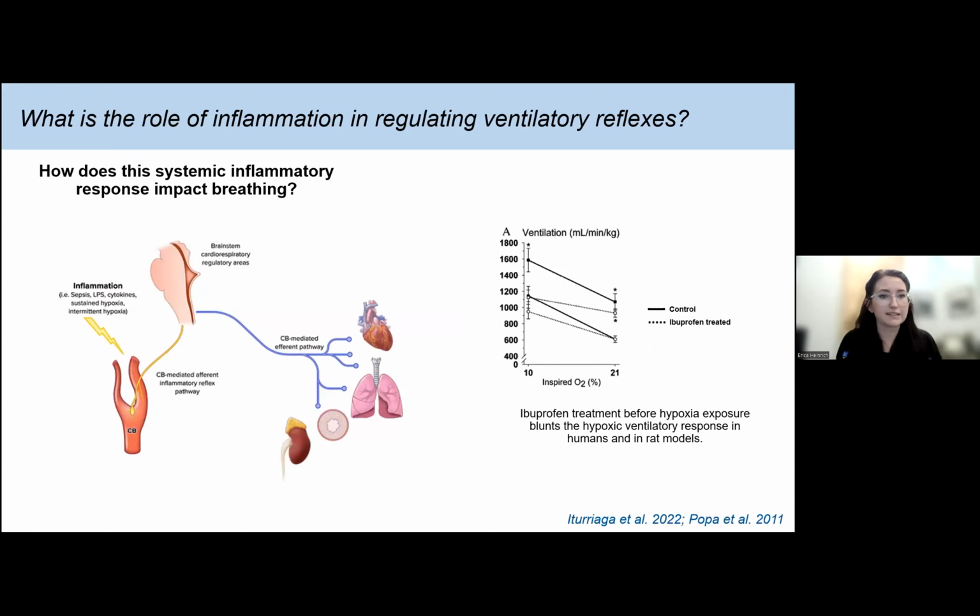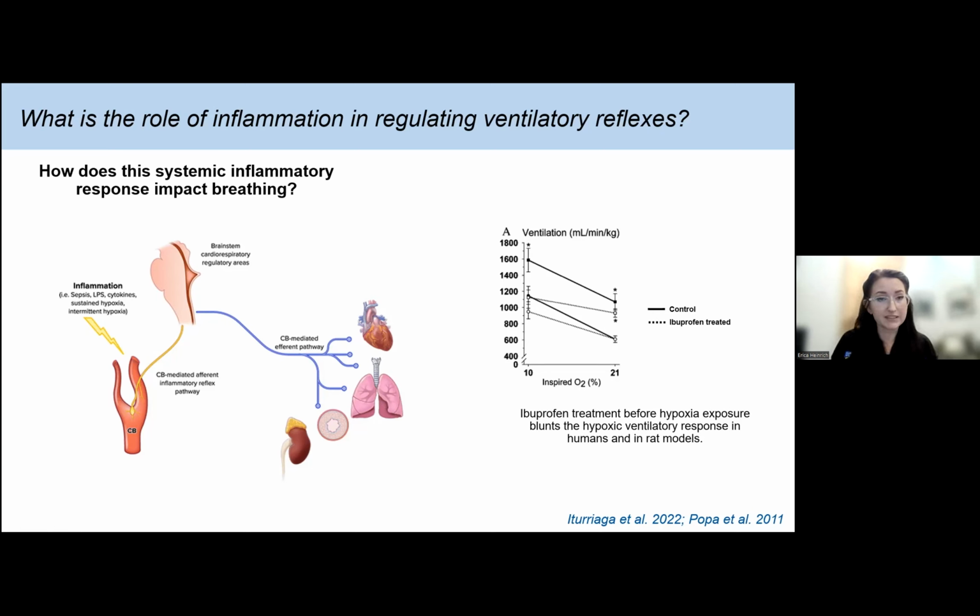So our question was, could this systemic inflammatory response be linked to the increase in hypoxic ventilatory drive that we see at high altitude? Because we know that things like sepsis, LPS stimulus, or sustained or intermittent hypoxia can lead to systemic inflammation that can modulate the function of these chemosensory cells, which are what tells your body to increase breathing. And so that can lead to downstream impacts on the control of breathing, regulation of the heart rate and blood pressure, and renal function.